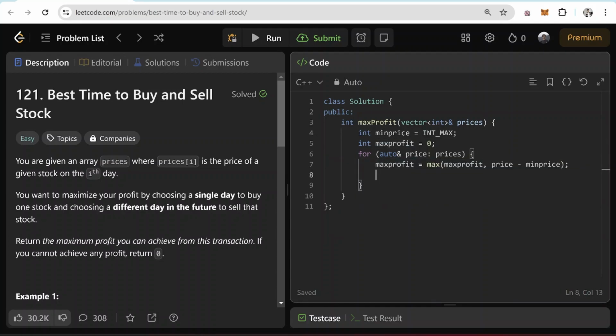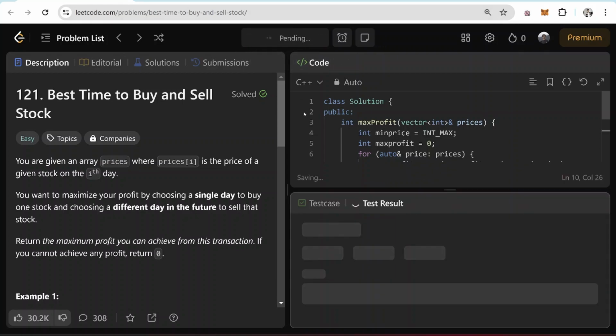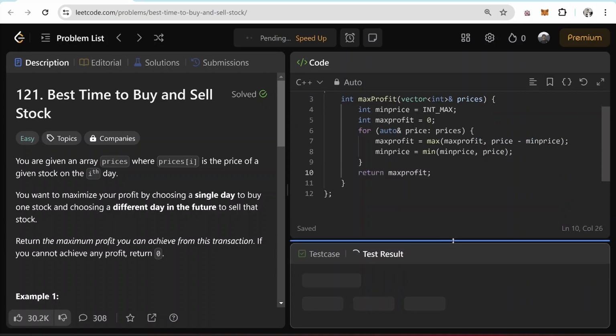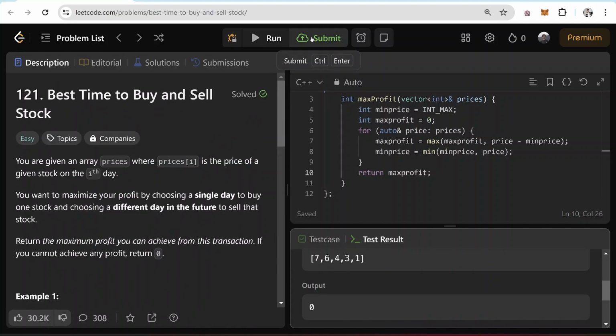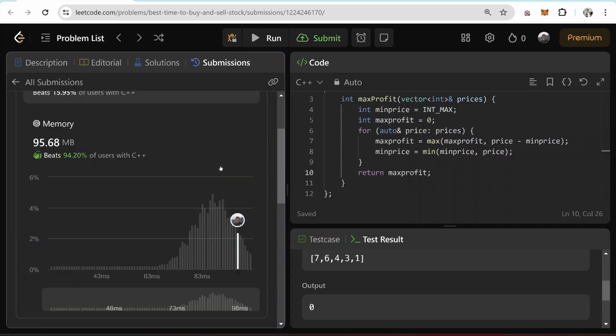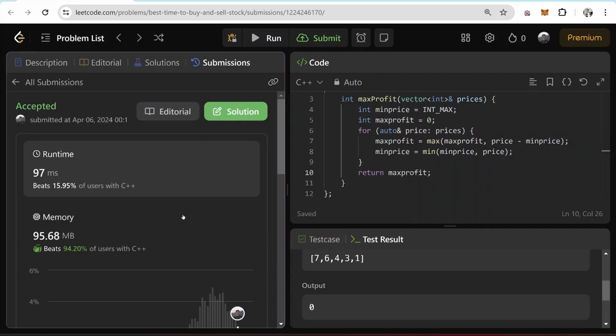And after that, I also have to update the min price. So min price is the minimum of min price and the current value. At the end of this, just return the max profit, which I'll get. Now let's try running it. So both the input test cases worked. Now let's try to submit it. As you can see, our O(N) solution also worked.